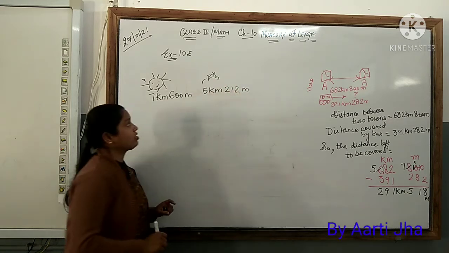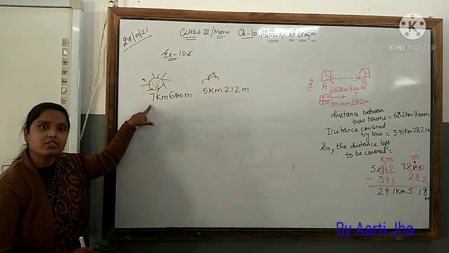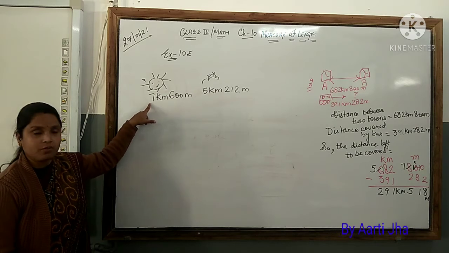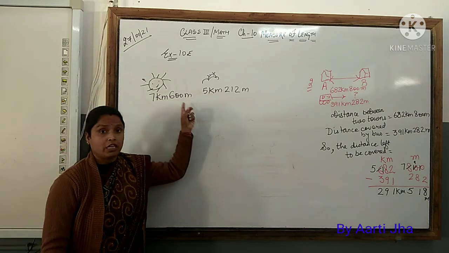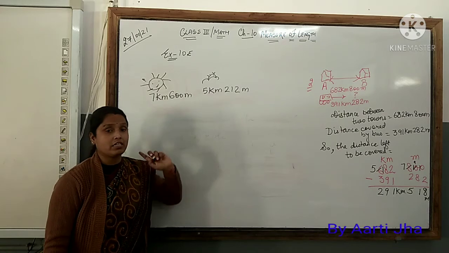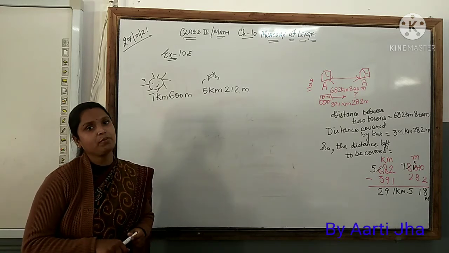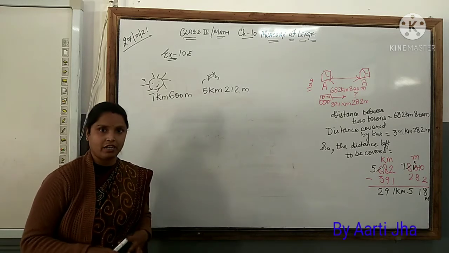Now children, from the question you can see that this is the more distance to be covered. 7 kilometer is more than 5 kilometer. This too we can find out by looking at the distance. Now how much it is more, that we will be finding out by subtracting.